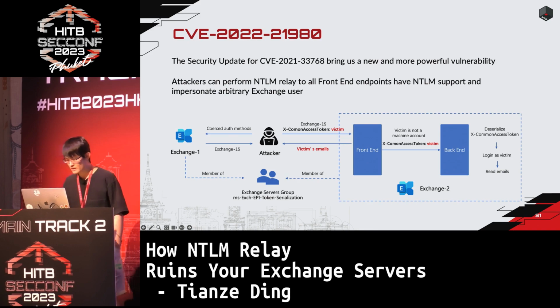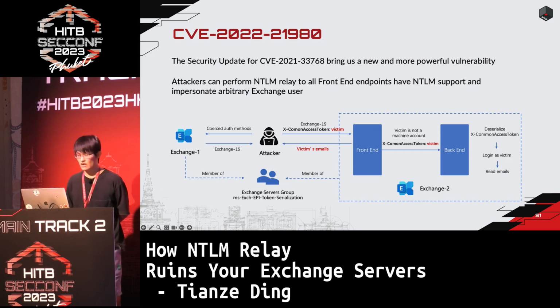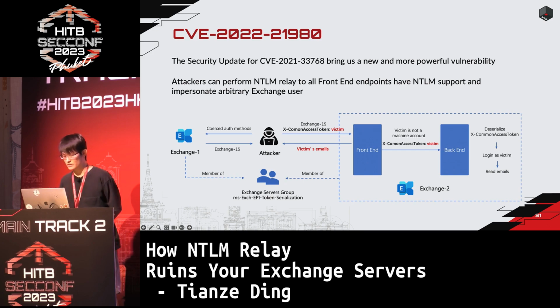So the patch fixed the previous vulnerability, but brought us a new and more powerful vulnerability. Why do I say it's more powerful? Because as for the previous vulnerability, not all endpoints can support token serialization without the common access token handler. But this vulnerability allows forwarding the common access token in the client request to the backend directly. This will affect all front-end endpoints which support NTLM authentication. The attacker can impersonate any users on the front-end endpoints with the forged common access token.